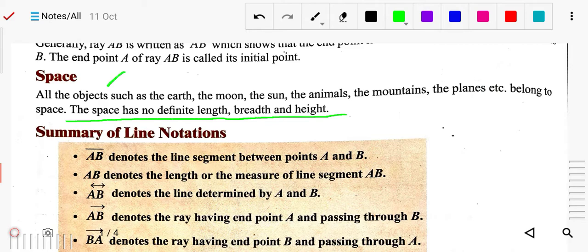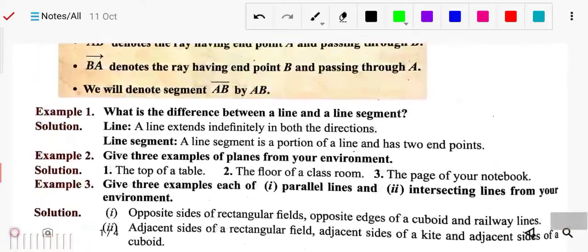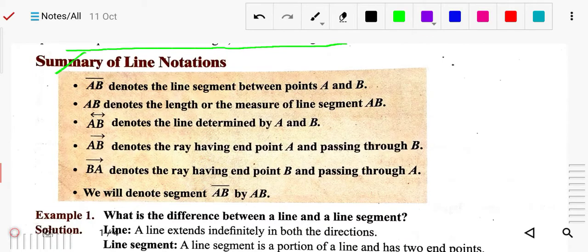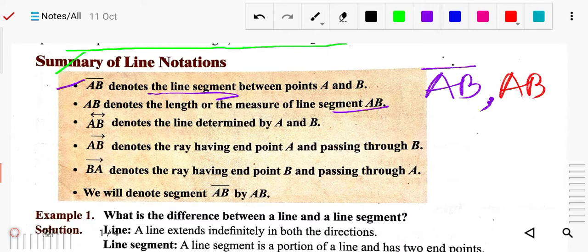So now this is the summary. Just see here once again, remind it. AB denotes the line, so this is a denotation. How to denote it? See here, AB simple line means it is a line segment. Now see, AB denotes the length or the measure of a line segment. Also for the line segment, you can write AB or you can also write AB like this, without this line also you can write.